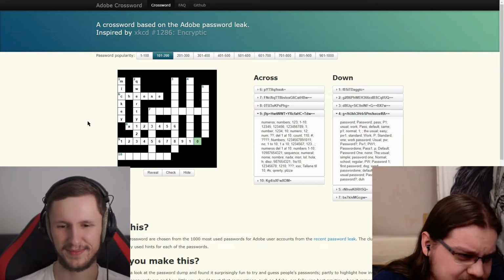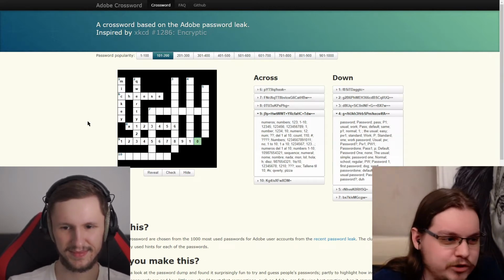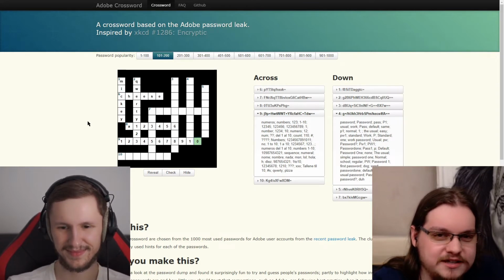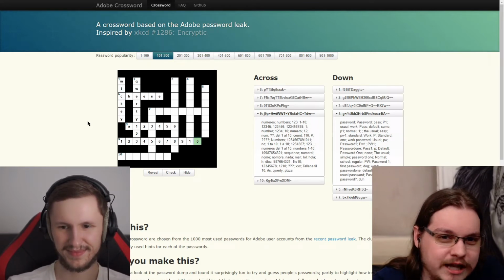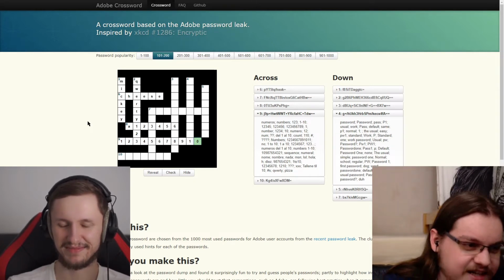Números. I guess that is, if I'm not mistaken, Spanish. I was going to say that Spanish speakers apparently use a password more than English speakers, but then I realized there are more native Spanish speakers than native English speakers. So that actually does check out.